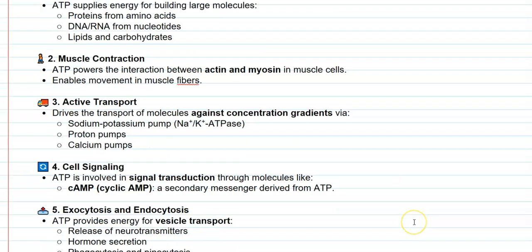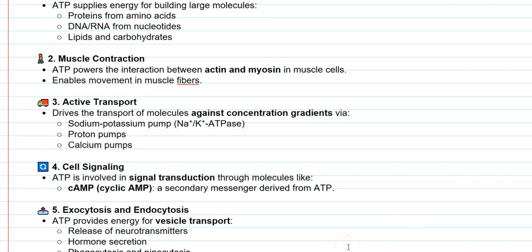Next, ATP is required for muscle contraction. Especially in the eukaryotic cells, ATP powers the interaction between the actin and myosin proteins in the muscle cells, which enables proper movement of the muscle fibers.